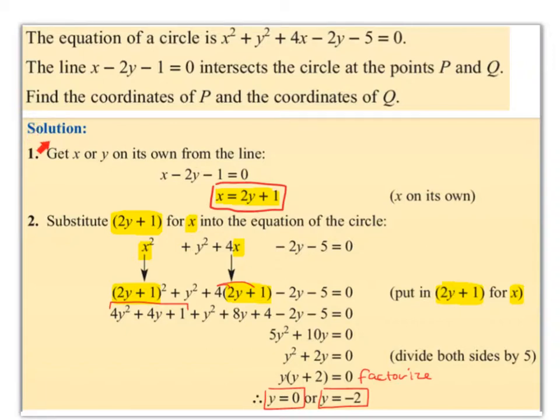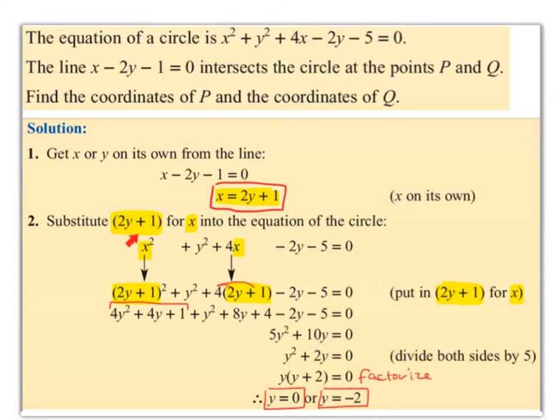Step 1. Get x or y on its own from the line. So our line is x minus 2y minus 1 is equal to 0. So solving for x, getting x on its own, we have x equals 2y plus 1. Step 2. Substitute 2y plus 1 for x into the equation of the circle.